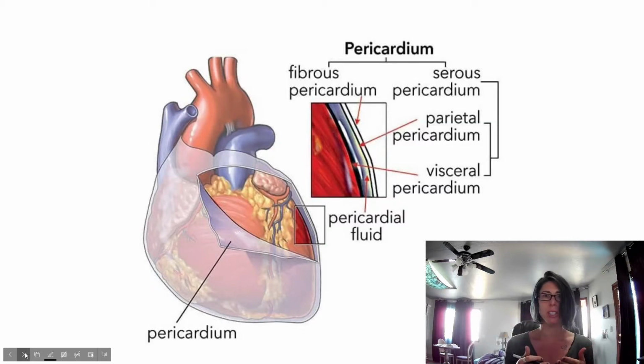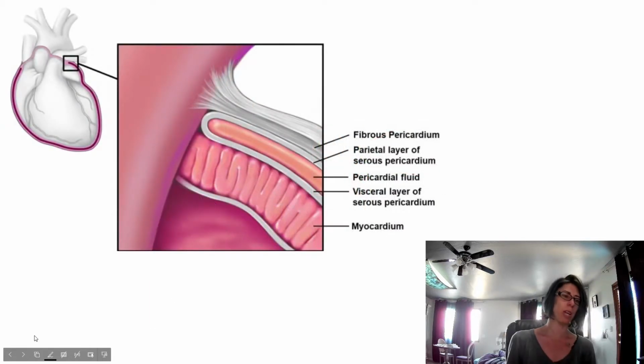If the pericardium is punctured and the serous fluid drips out, or if the membrane becomes inflamed and swells so that the two membranes rub past each other and the fluid can't act as a lubricant, you get what's known as pericarditis. And it's excruciating every time the heart beats when that serous fluid is not working to act as a lubricant. Here's another look at it.